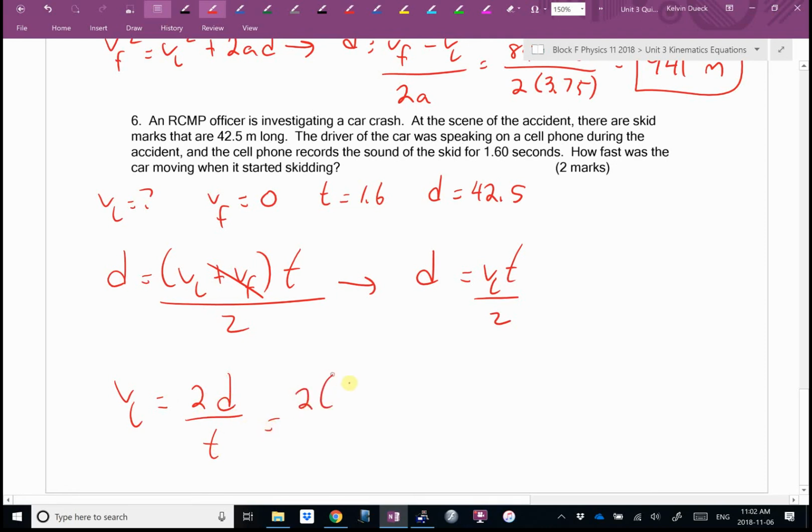It's going to be 2 times 42.5 divided by 1.6. Can I do that in my head? That's going to be 85 over 1.6. That one's a bit, yeah, well, maybe. All right, let's show off. Dueck. Can you pull this off? Dividing by 1.6. Do I have a shortcut for that? It's like dividing by 0.24. No, I'm going to use a calculator.